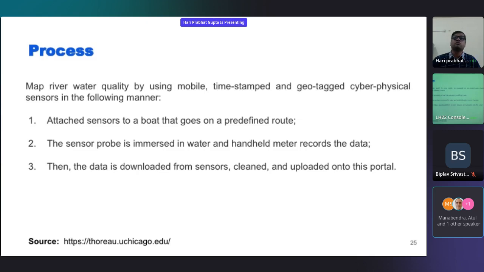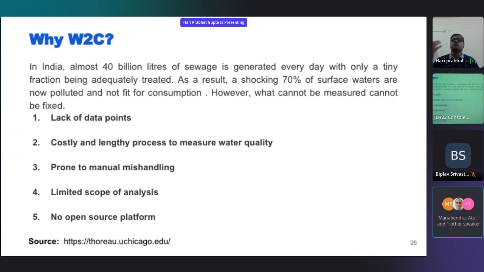Now we come to the process, how we build this data set, or what process we follow. First we identify some locations and hire some boats and attach the sensors on the boats. The boats move inside the water bodies here and there. We use the sensor probes to collect the sensory data, record it, download this data, do the data pre-processing, and upload it on the portal. So basically these are the three main steps that we follow in this entire process.